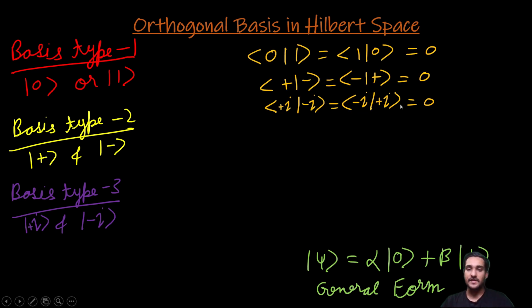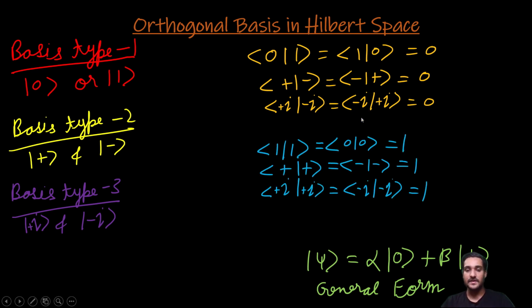We can see and verify the inner products and the outer products also. The inner products will be 0 with the orthogonal basis, and you can see it is similar with plus and minus also, and plus i and minus i also. If we take the outer product, it will give 1. You can verify it by multiplying the matrices of these corresponding states.